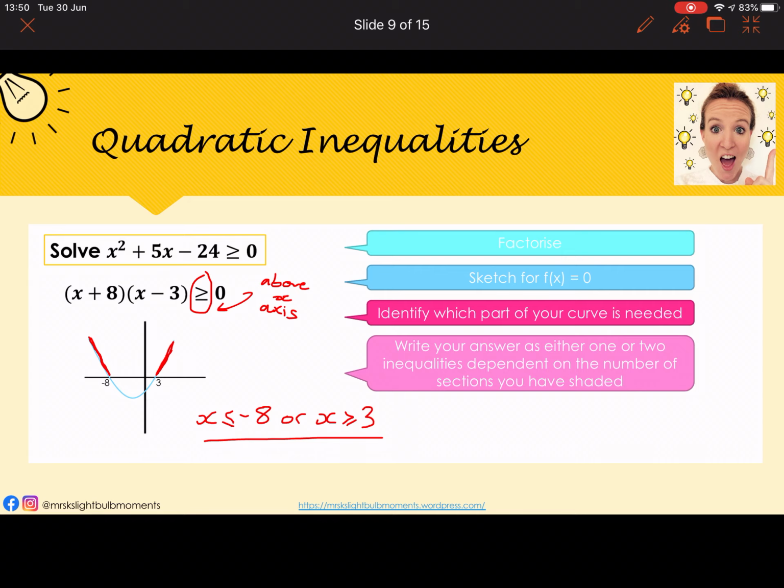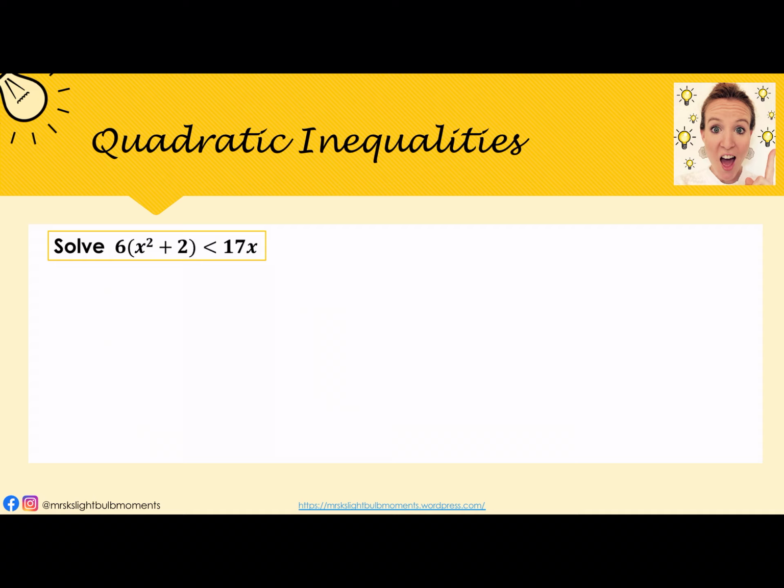Right, should we try one more example? This one here is a slightly more challenging quadratic. You see we've got numbers all over the place, it looks slightly different. So we're going to add a step at the beginning, and that's rearrange to the form ax squared plus bx plus c. So all you're doing is expanding that bracket and then subtracting the 17x from both sides. So you get 6x squared minus 17x plus 12 is less than 0. That's a common practice from your quadratics anyway, but here we still want that 0 on the right-hand side. Then it follows the same tack.